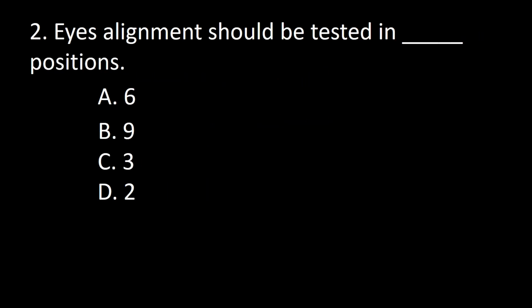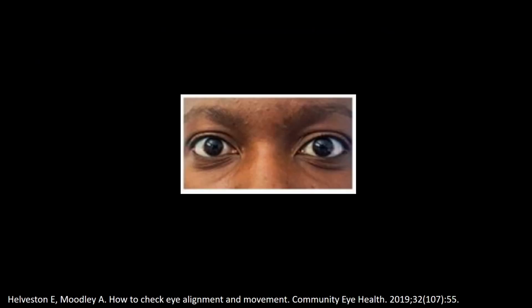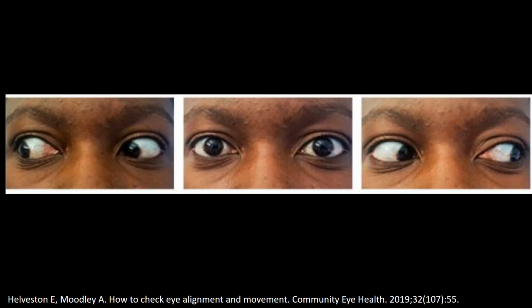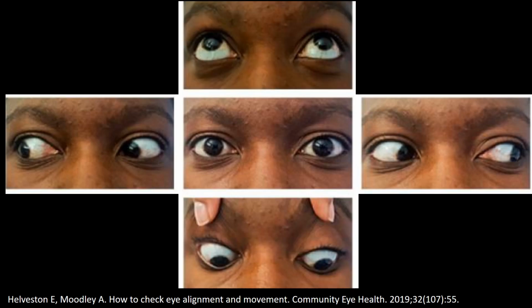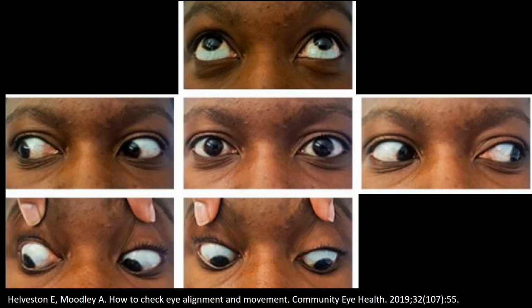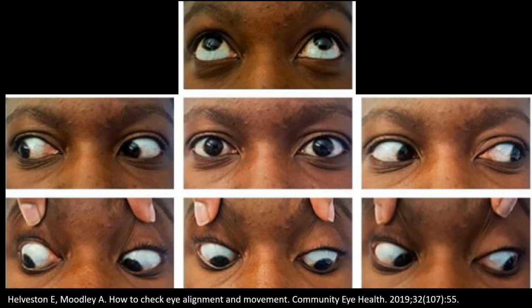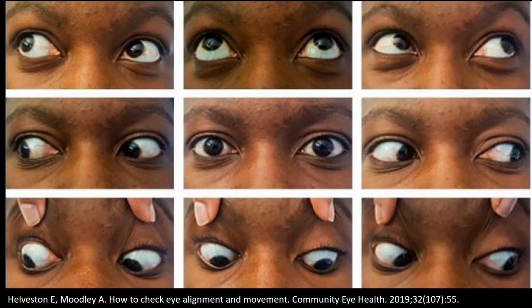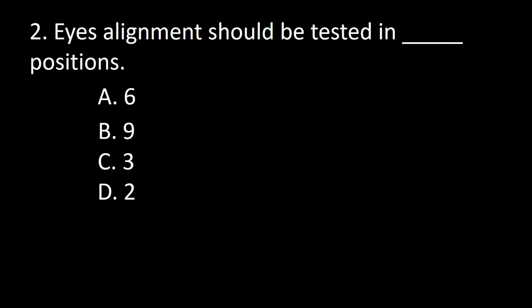Next question. Eye alignment should be tested in dash positions: A6, B9, C3, D2. Eye alignment should be tested in primary position, looking to the right, looking to the left, looking up, looking down, looking right and down, looking left and down, looking right and up, and looking left and up. So the answer to this question is B.